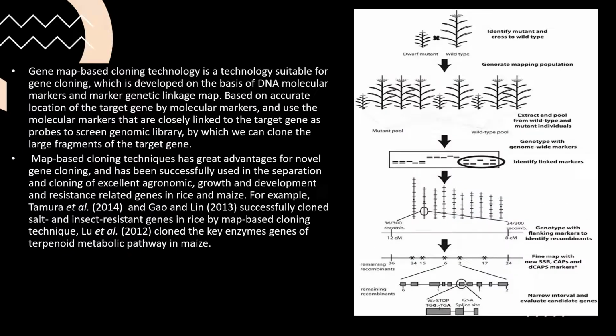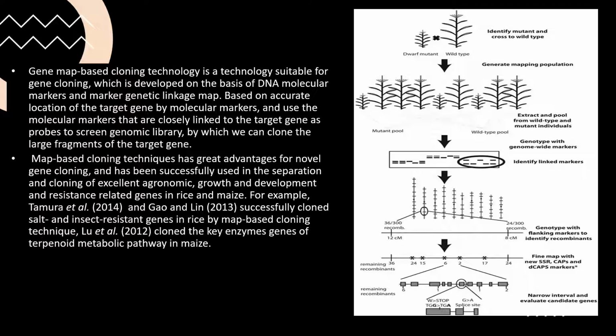Gene map based cloning is a technology suitable for gene cloning, which is developed on the basis of DNA molecular markers and marker genetic linkage maps. Based on accurate location of the target gene by molecular markers, and using markers closely linked to the target genes as probes to screen a genomic library, we can clone the large fragments of the target gene.